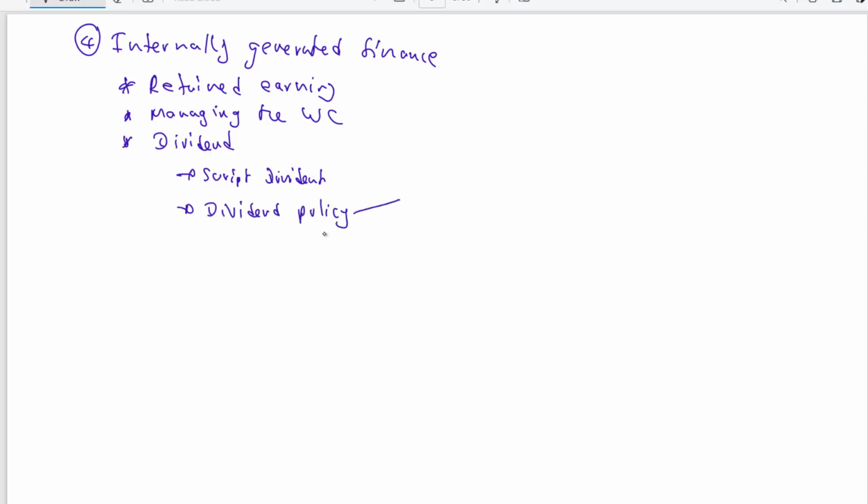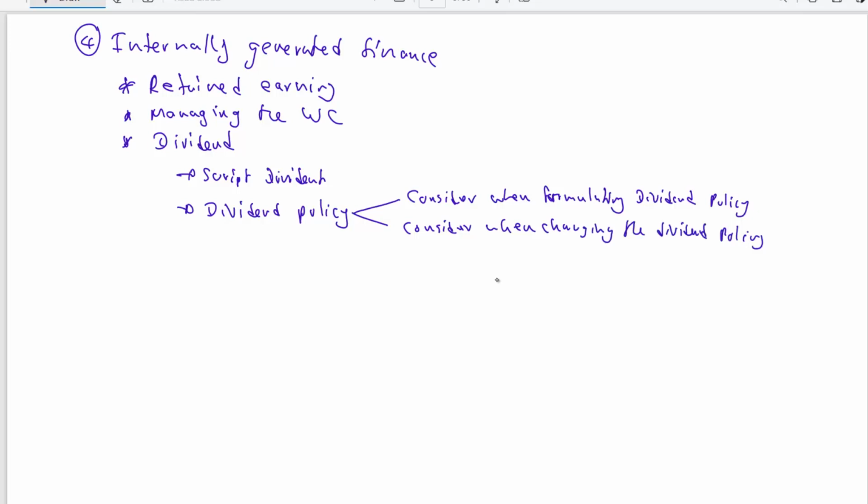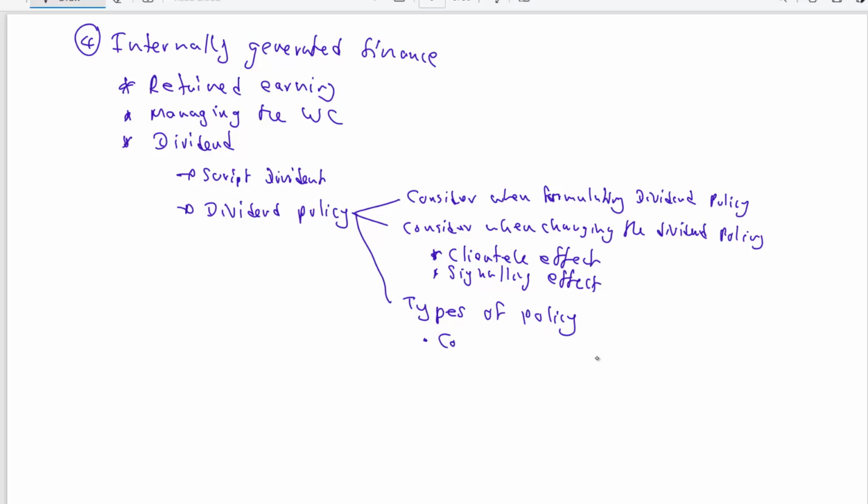Under the dividend policy, the things that you should know are factors to consider when formulating dividend policy. And you should know the factors to consider when changing the dividend policy, such as client effect, such as signaling effect. And you should know types of dividend policy, maybe constant dividend and constant payout and stable growth and zero dividend.